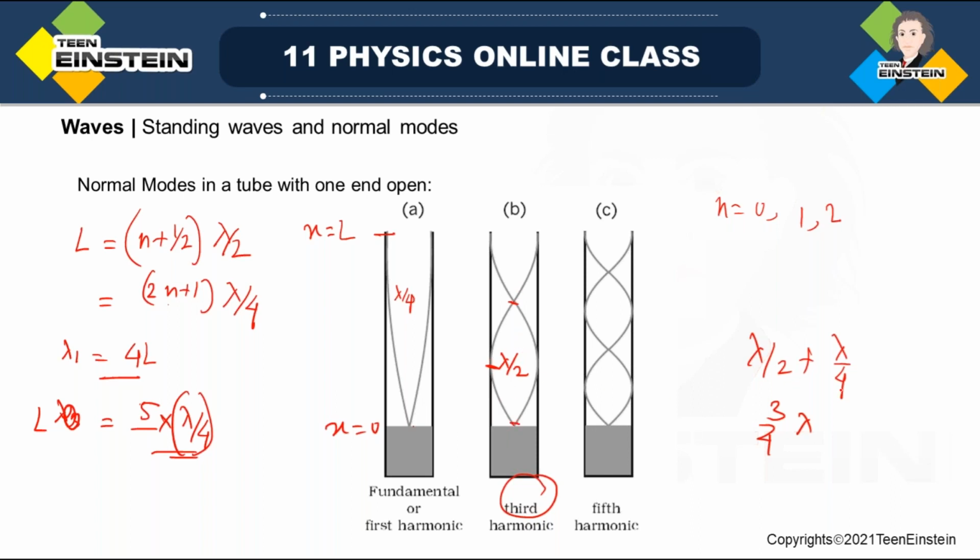Lambda by 2 plus lambda by 4 should give you 3 lambda by 4. Yes, this is 3 lambda by 4. But we are getting third as fifth. n should be 1 for the third harmonic.